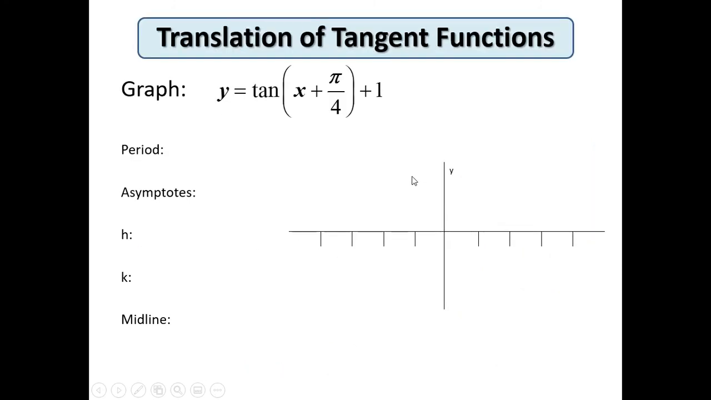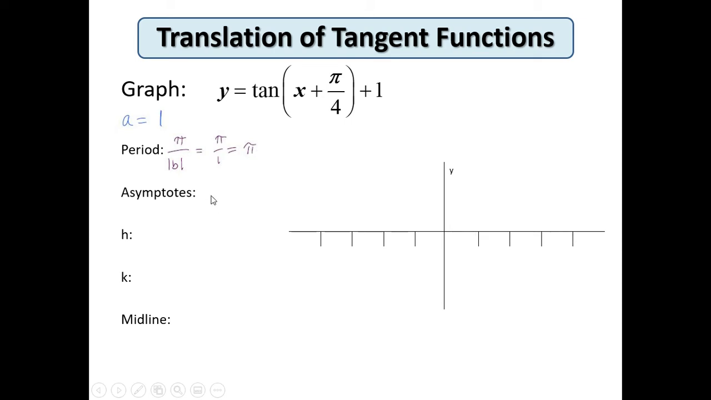All right, let's take a look at tangent. Remember, the period of a regular tangent function is just pi divided by b. Well, let's see what we have here. Okay, my amplitude is just 1. The period is just pi divided by b. My b here is just 1, so it's still pi here.